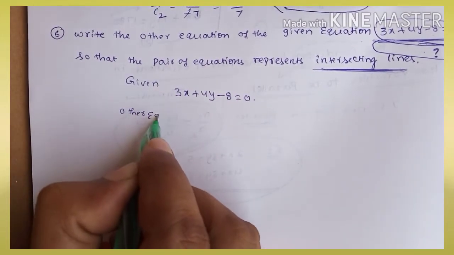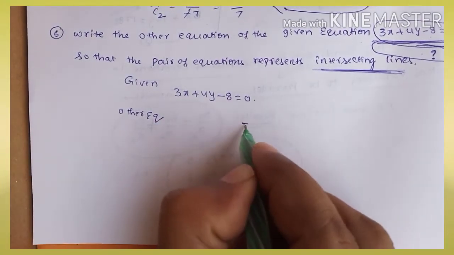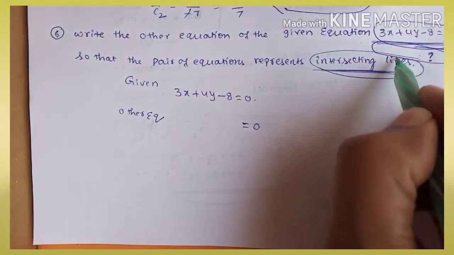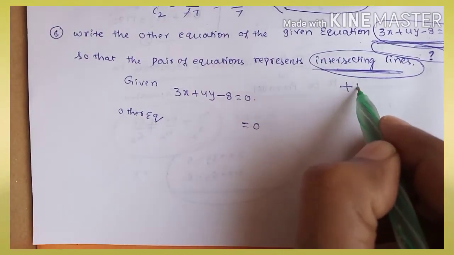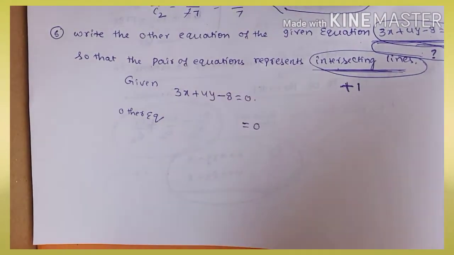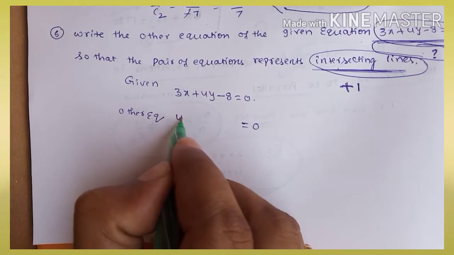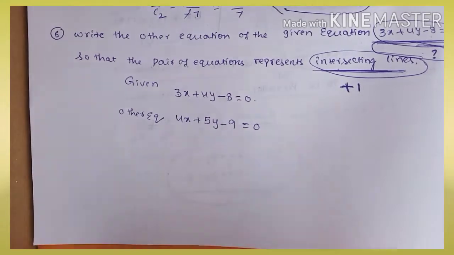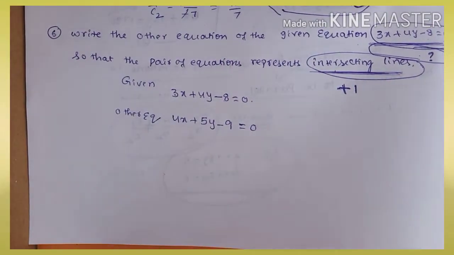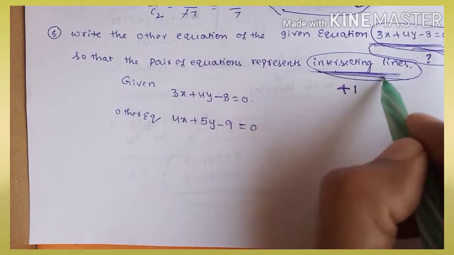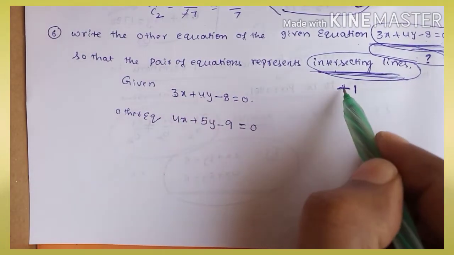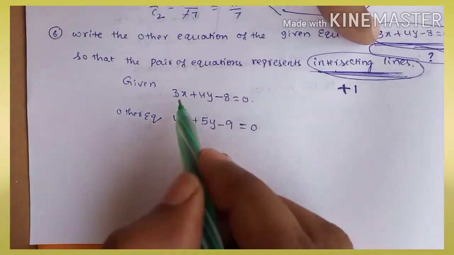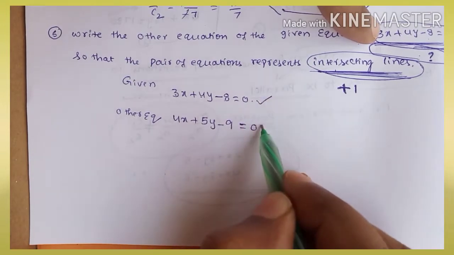Then the other equation you can write as something is equal to 0. How can we write it in an easy manner so that it represents intersecting lines? If you want intersecting lines, just add 1 to the given values. Here 3 is there, write 4. 4 is there, write 5. 8 is there, write 9. Definitely it is intersecting. In any problem this is possible. So if asked about intersecting lines, whatever equation is given, please add 1 so that you can get your second equation. So here this is the given equation, this is your taken equation.